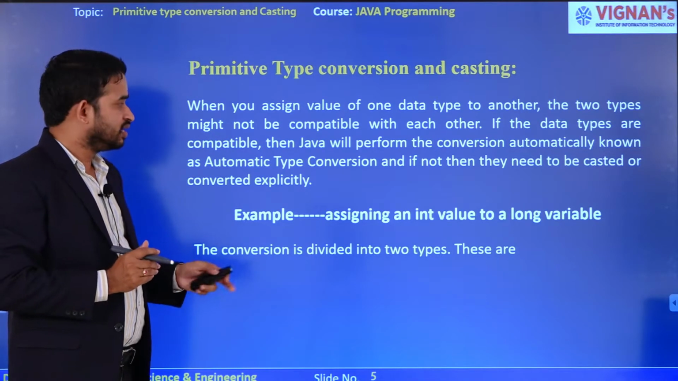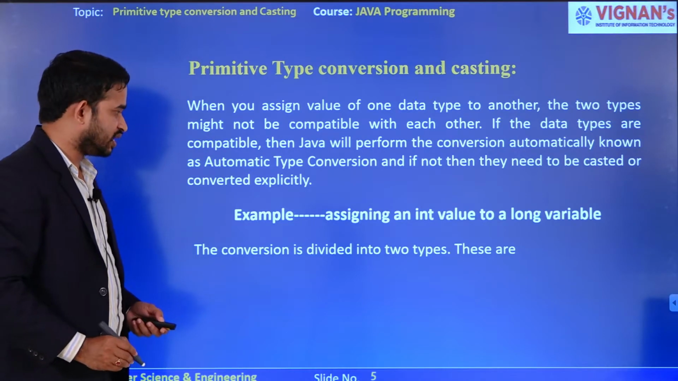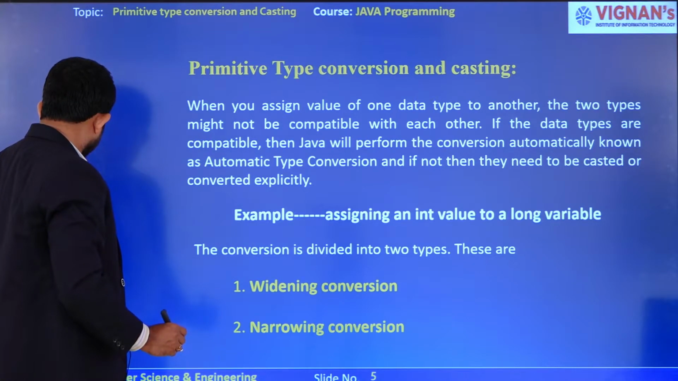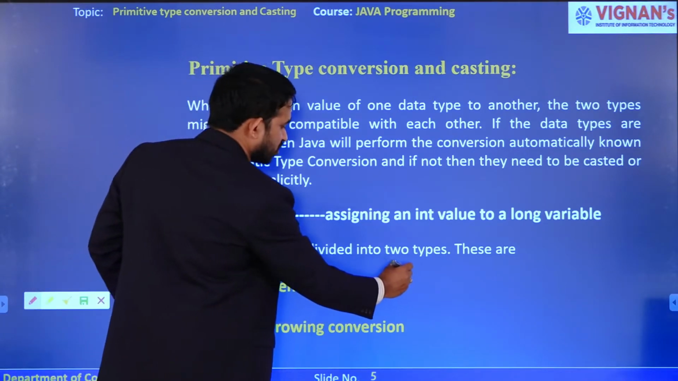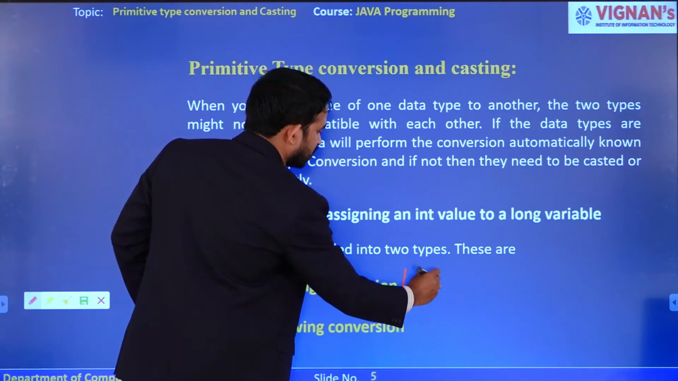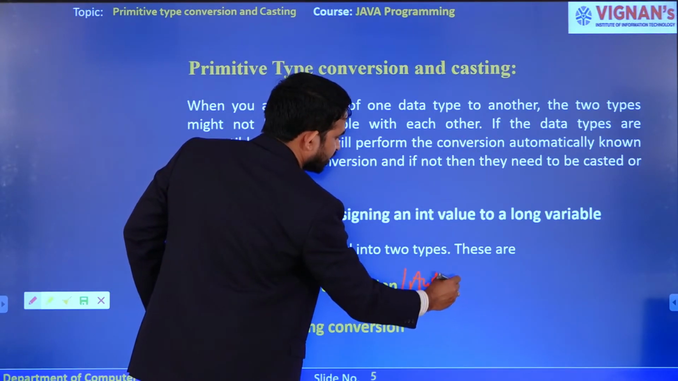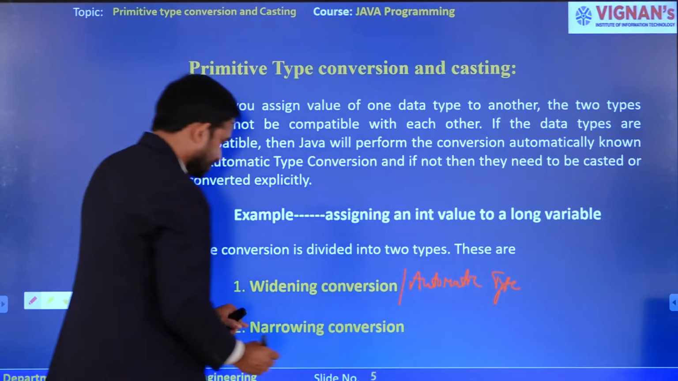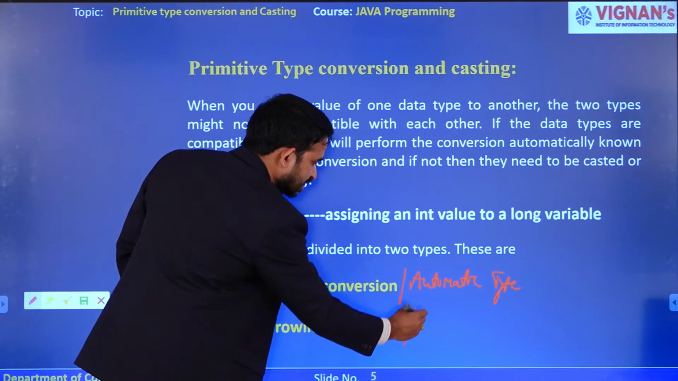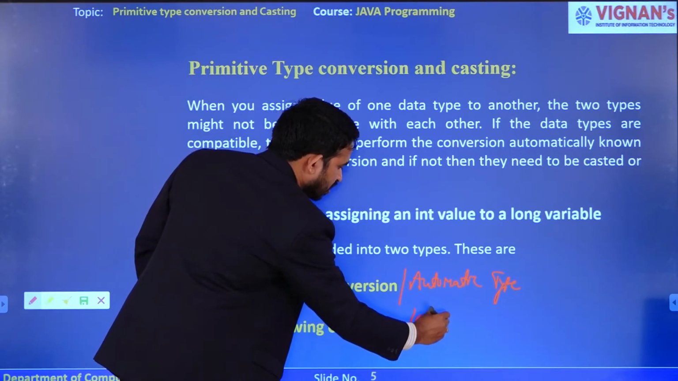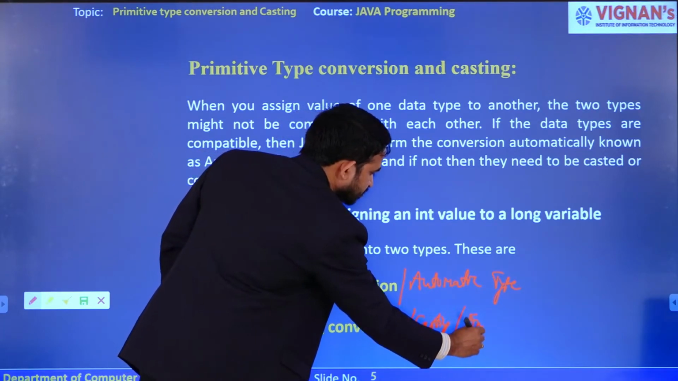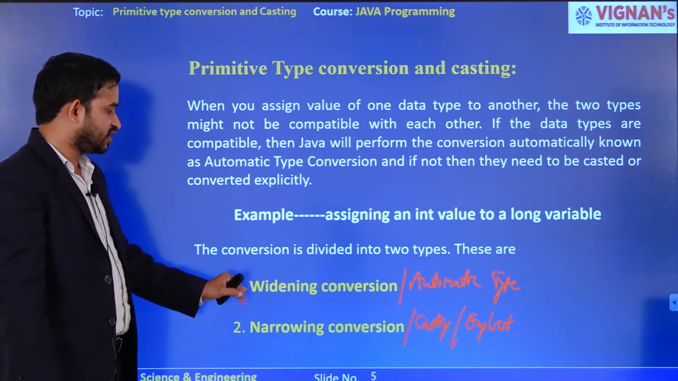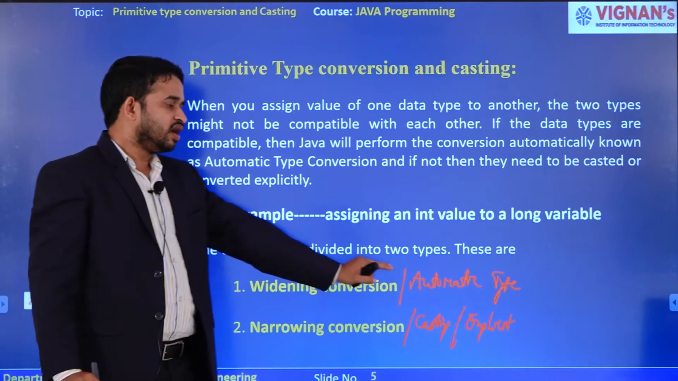Based on the compatibility, the conversions are divided into two types. Those are widening conversion, then the second one is narrowing conversion. For example, this widening conversion is also called automatic type conversion, which we have already seen, right? This second one, narrowing conversion, is also called casting or explicit conversion. Okay, there are two types of conversion. First one is widening conversion, also called automatic type conversion.